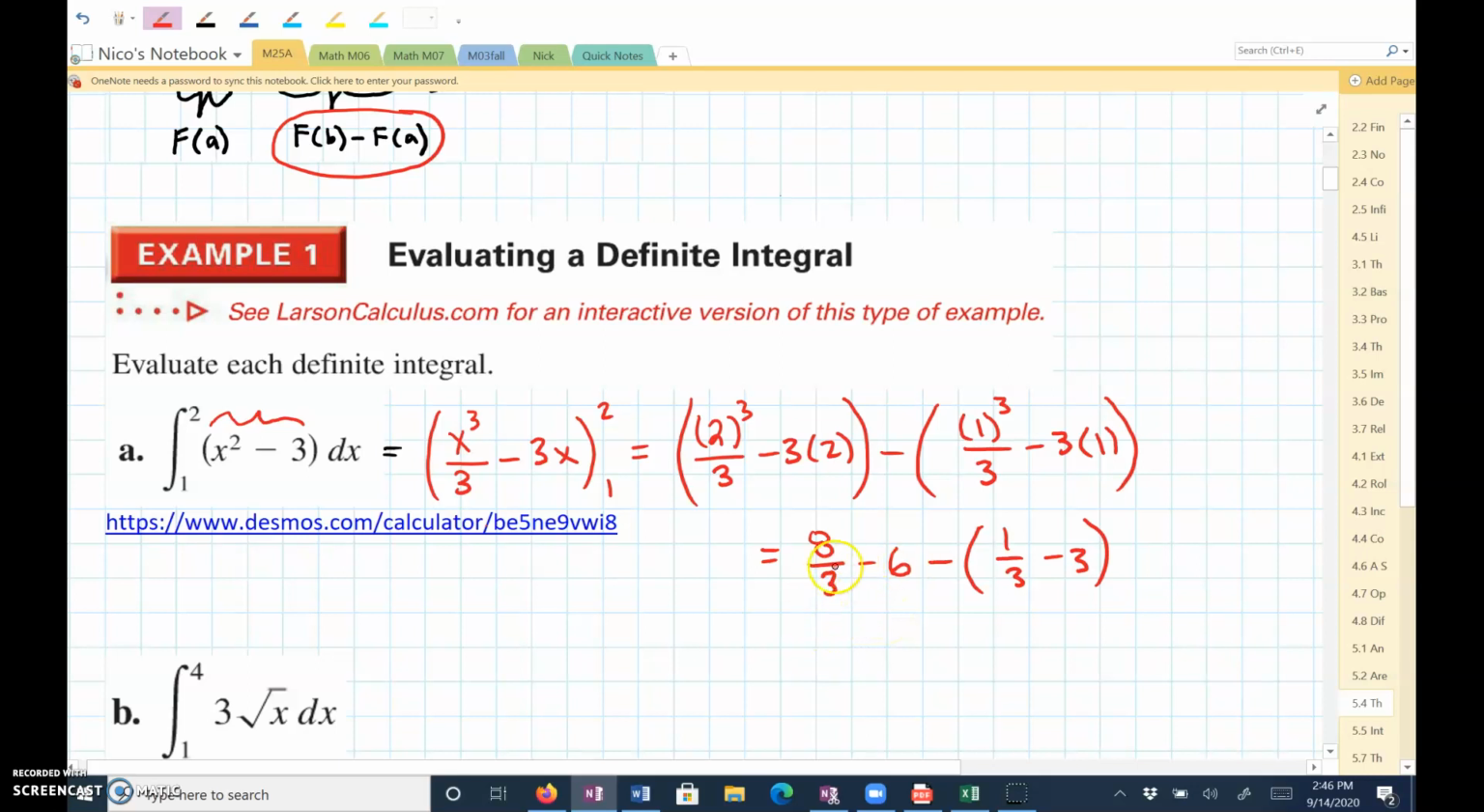So let's see, 8/3 minus 1/3 would be 7/3. And -6 minus a -3 would be like +3, so this is going to be -3. And then this would be 7/3 minus 9/3, which would be -2/3.